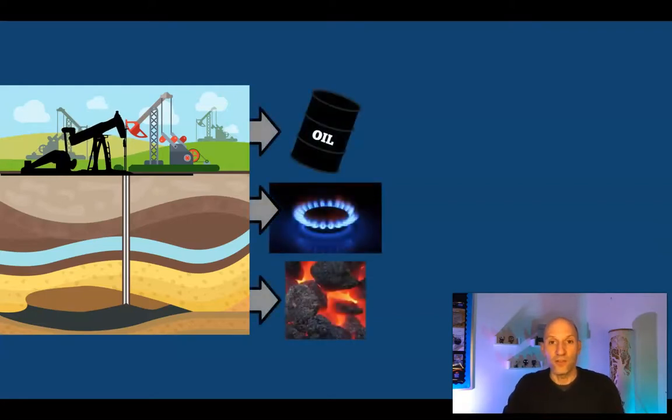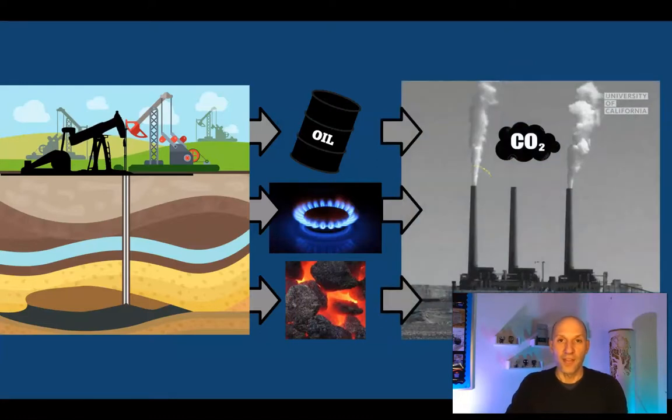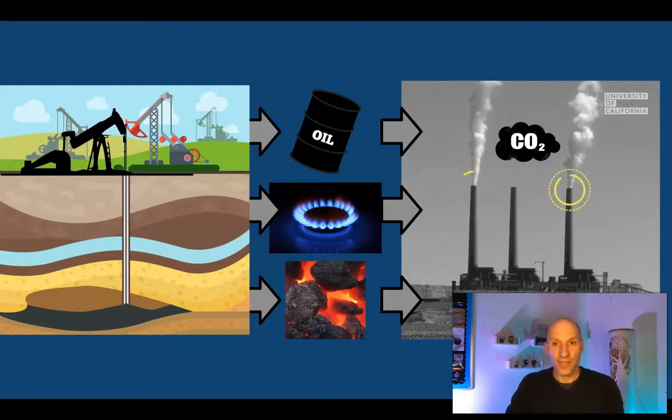Fossil fuels can be used to make oil and natural gas and coal. And all three of those things, if you burn them, make energy. And that's what humans have been doing. Humans have been using fossil fuels, oil, natural gas, and coal, to create the energy that powers our lives.